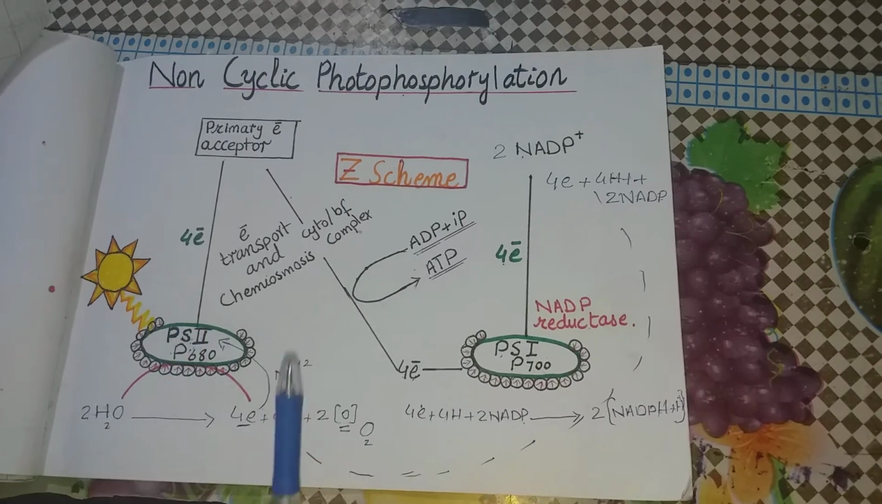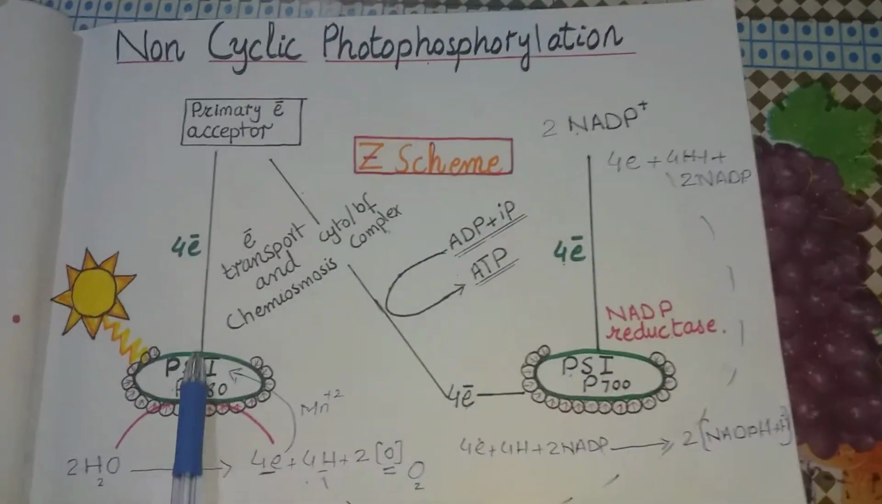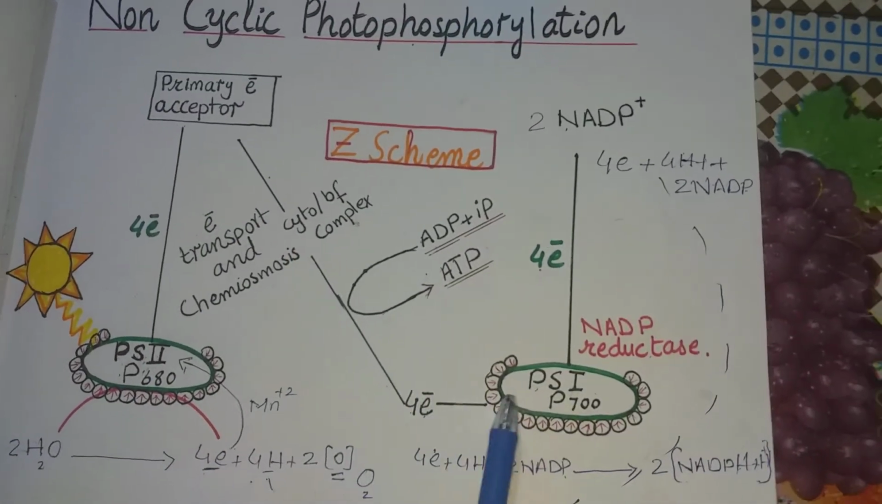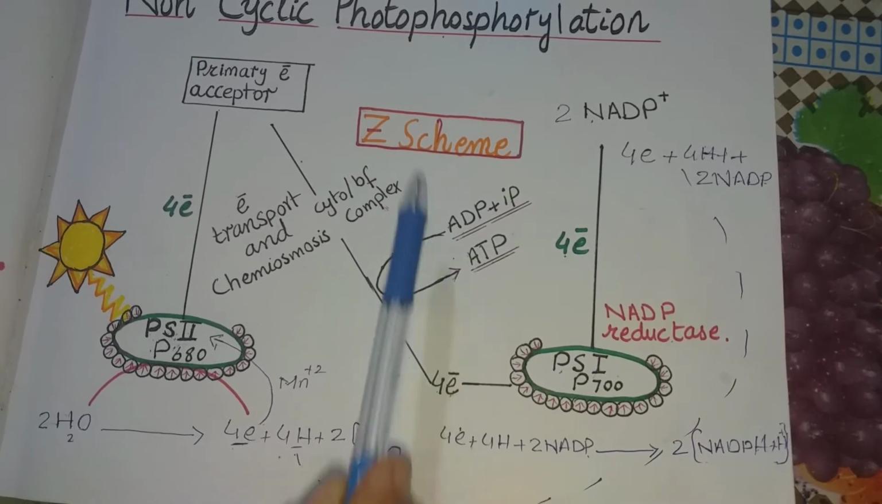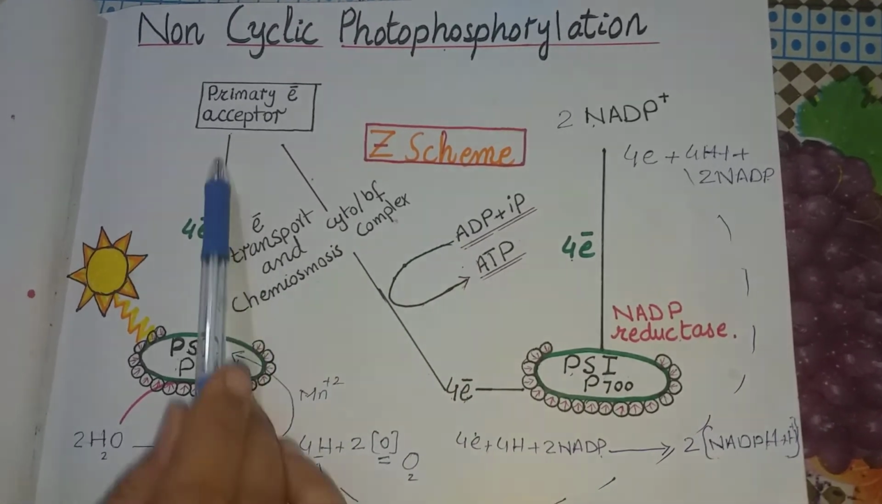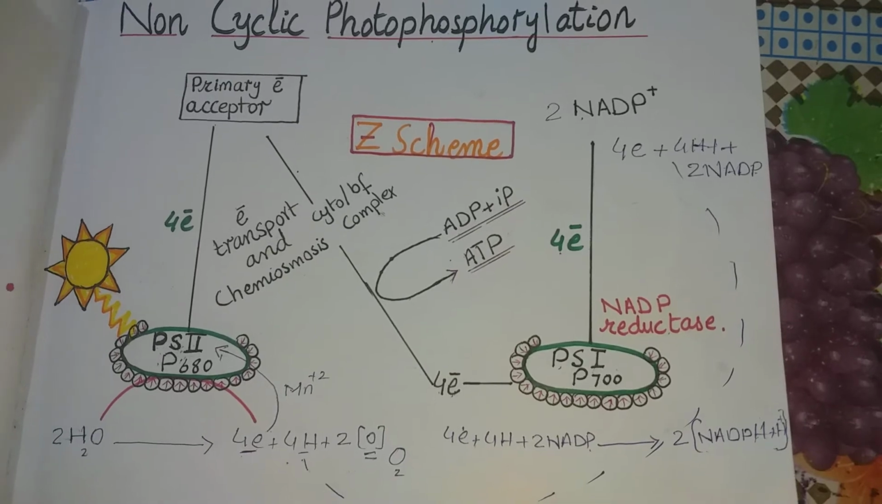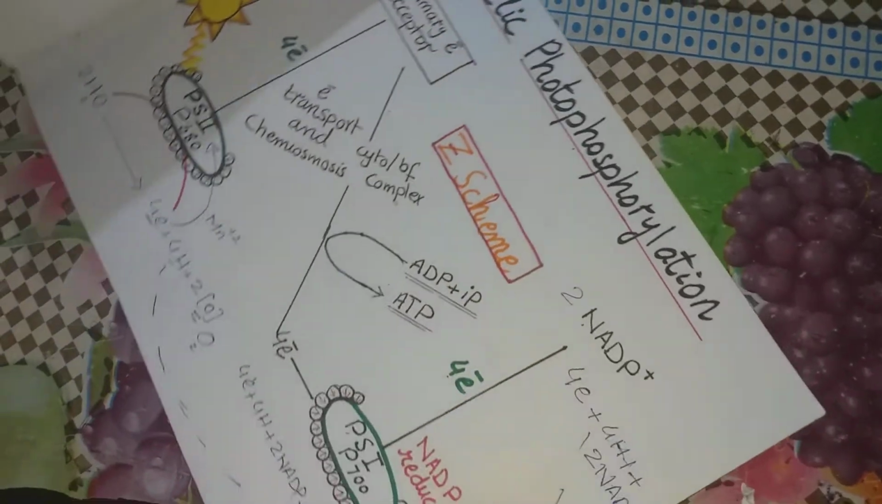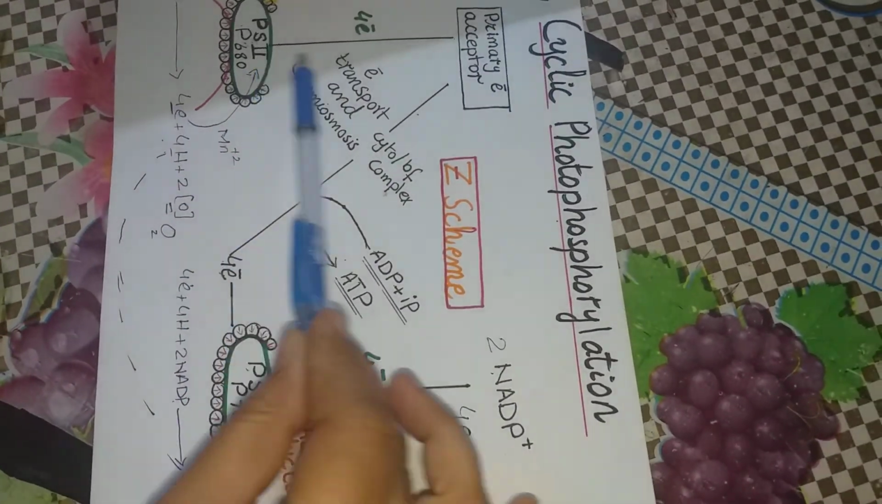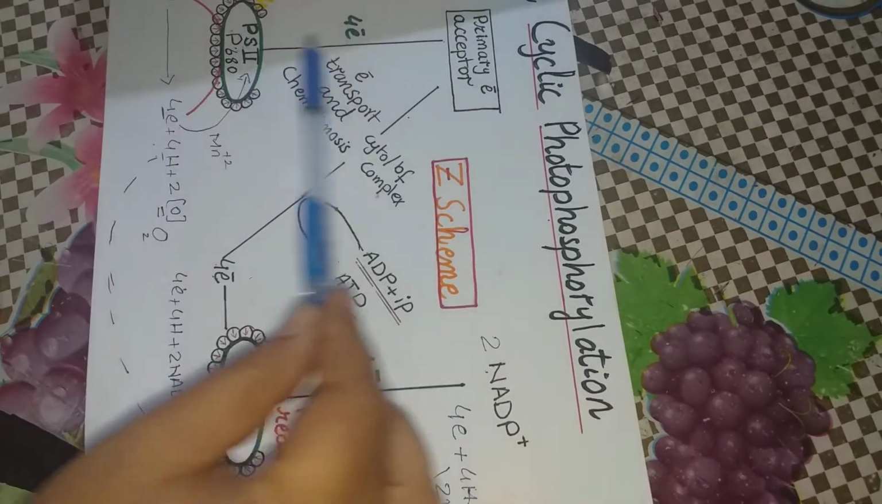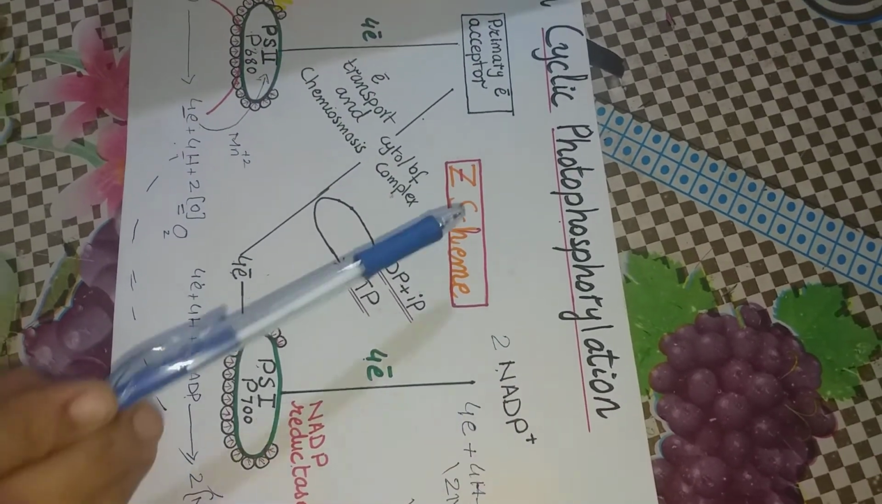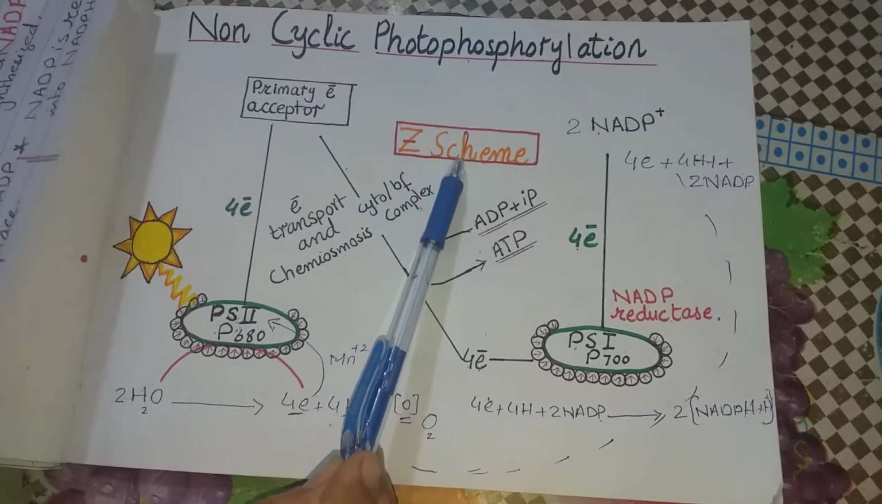If you look carefully here, it is just like the alphabet Z. That's why it is known as the Z scheme. Maybe you found it looks like N, but if I turn it, then you will be able to understand that it is the Z scheme. This one is the Z scheme. So it is also known as the Z scheme.